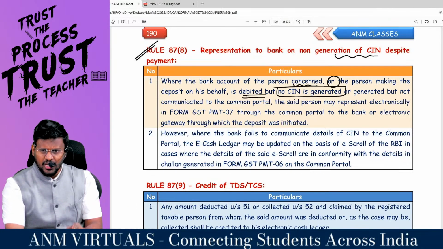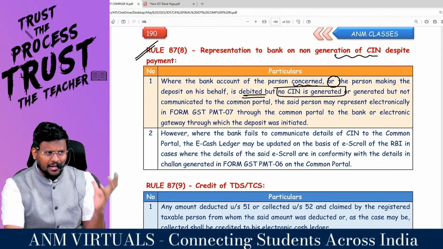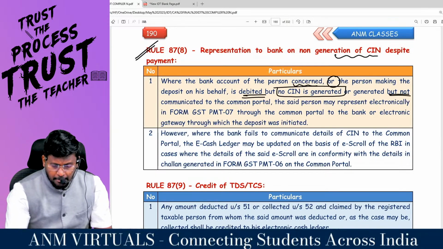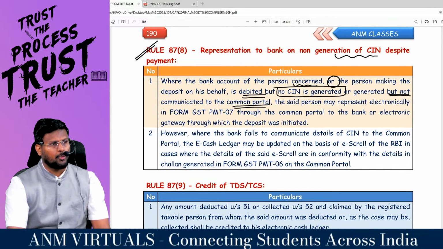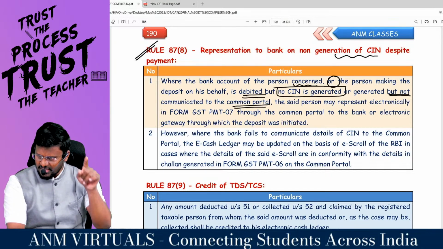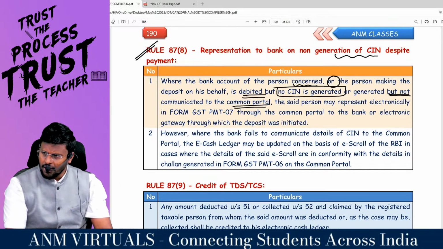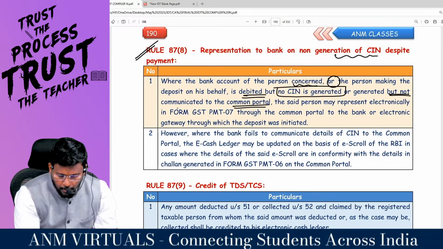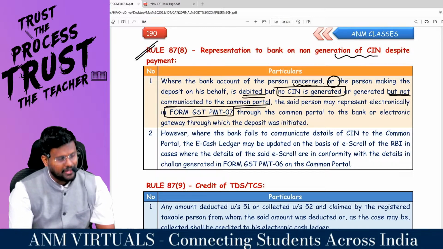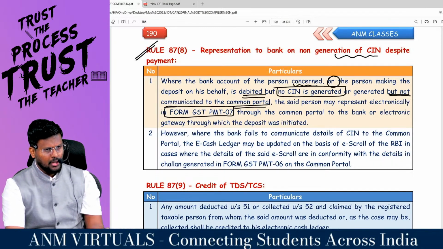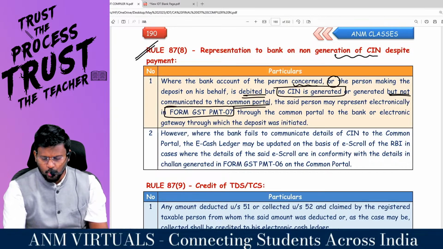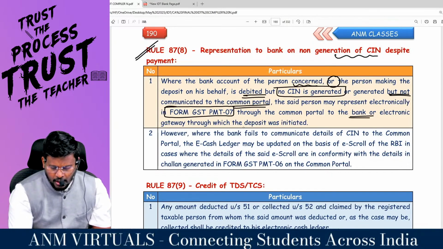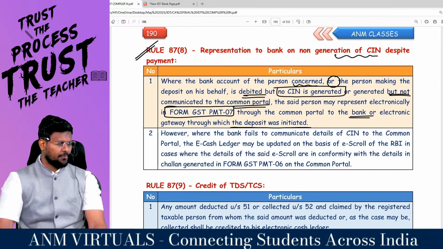SIN is needed, because only if SIN is generated will the amount go and credit in the electronic cash ledger. Or SIN is generated but not communicated to the common portal. Or the bank has generated the SIN but it has not been communicated to the said person, who may represent electronically in form GST PMT-07 through the portal to the bank or the electronic gateway through which the deposit was initiated.